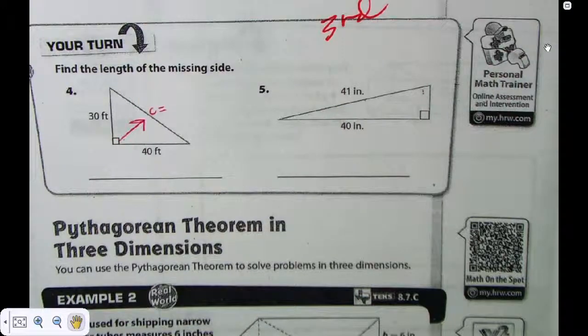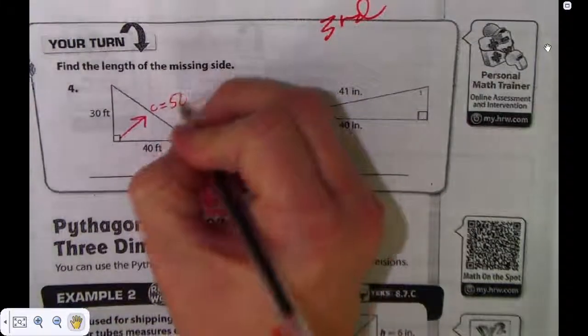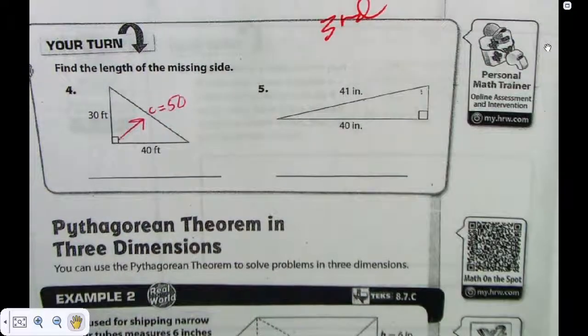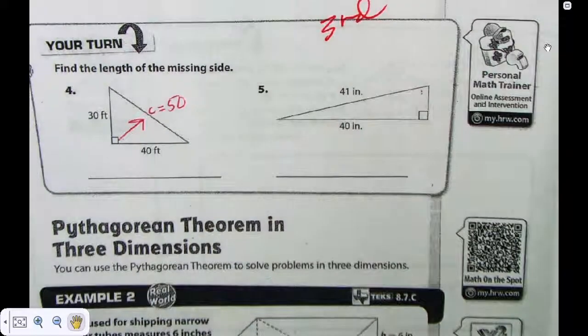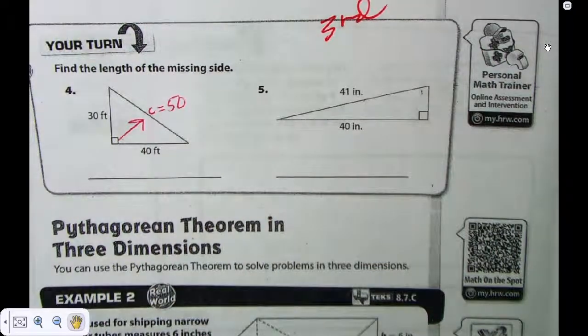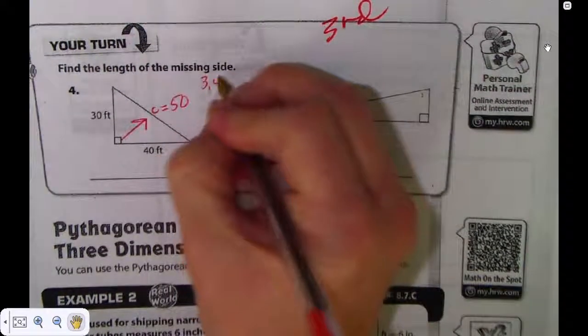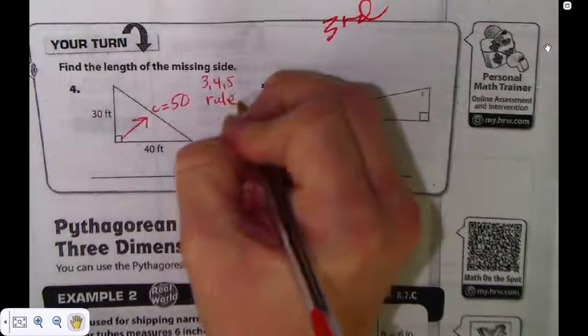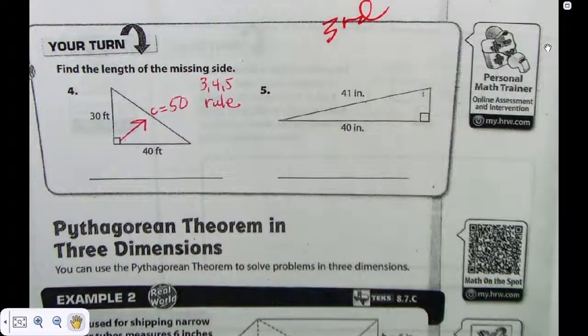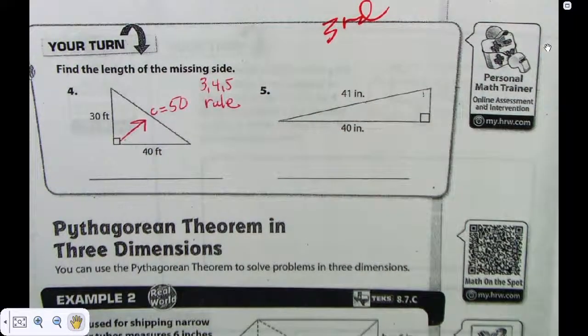Amber. Hayden. Caitlin. Emily. Are y'all sure? Oh, good. 50. How'd you get 50 so quickly? 3, 4, 5 rule. Guys, on these, listen to what I want you to do to show work. If you come to one like this, you go 3, 4, 5 rule. Then I know you know what you're doing.